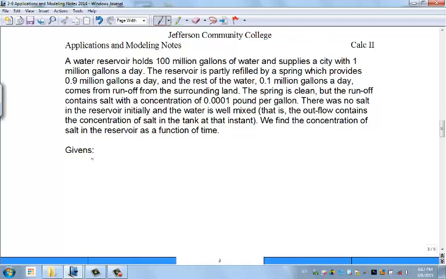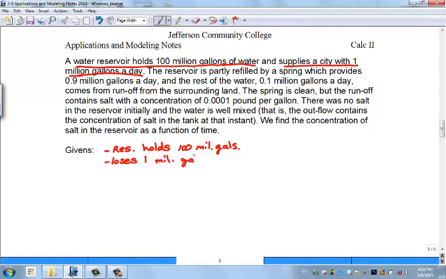Alright, so first thing I'm going to write down of my givens is that the reservoir, I'm going to use res for reservoir, holds 100 million gallons. And abbreviation is definitely necessary here. And then the next thing we know is it supplies a city with 1 million gallons a day. So that means that the reservoir empties out 1 million gallons a day. So it loses 1 million gallons per day. So that's a rate, right?